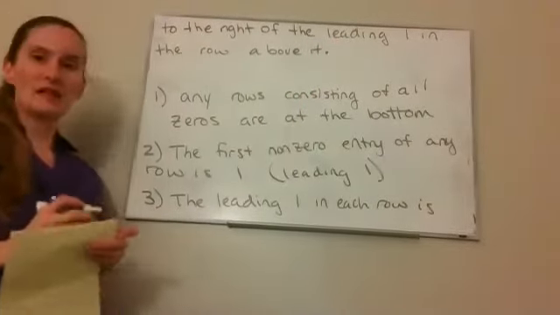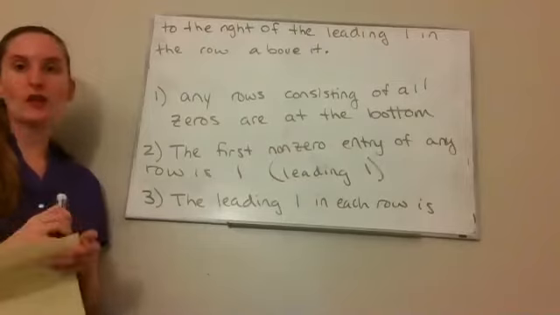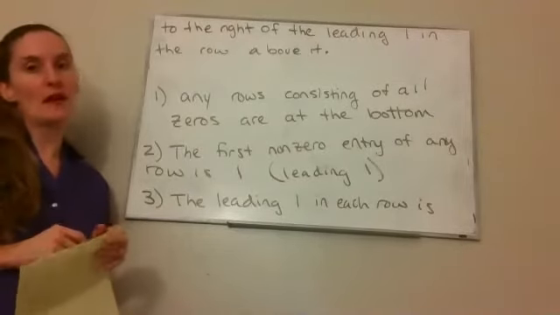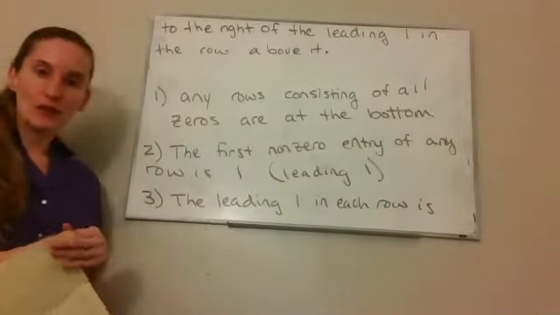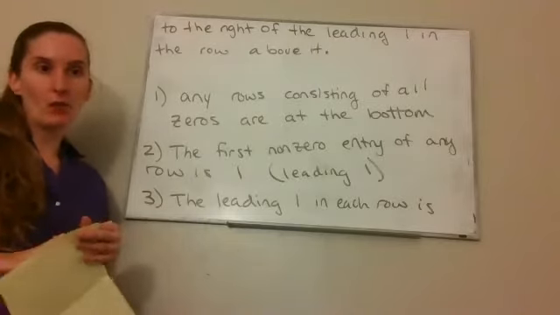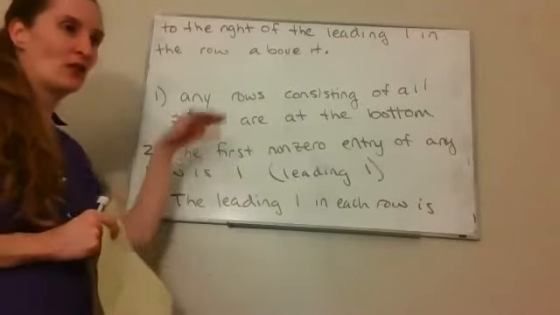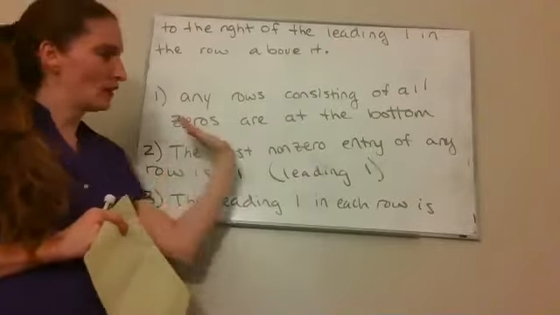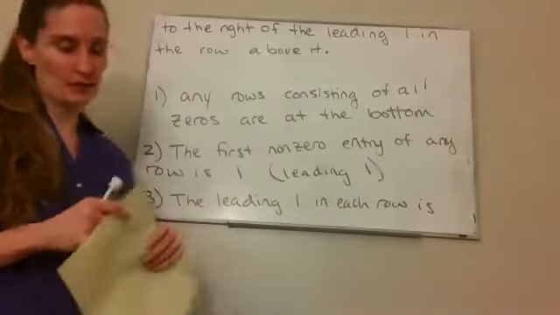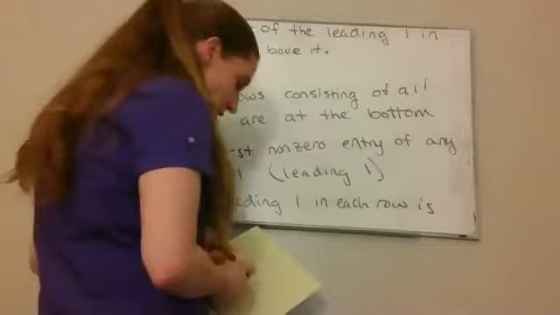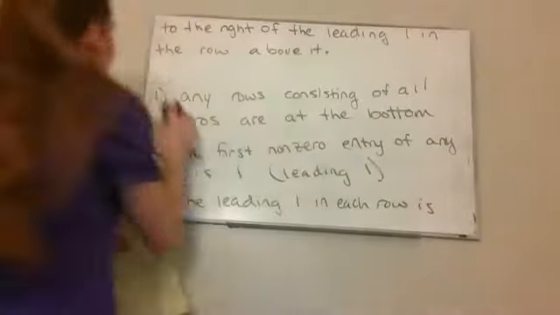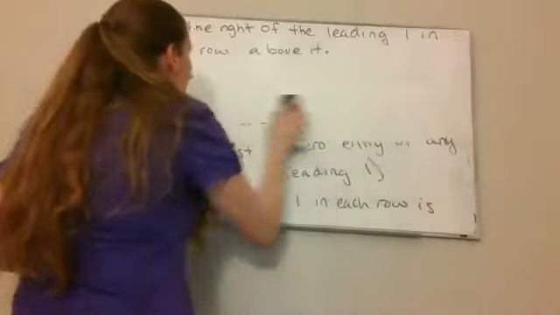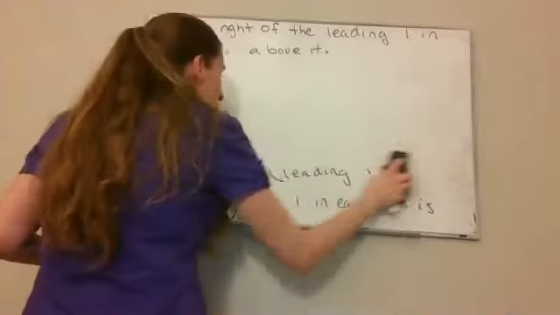So that's what it is to be in row echelon form. All 0 rows are at the bottom. The first non-zero entry of any row is 1, and as you go further and further down the rows, the ones go further and further to the right. That's row echelon form. And then we also have a reduced row echelon form.